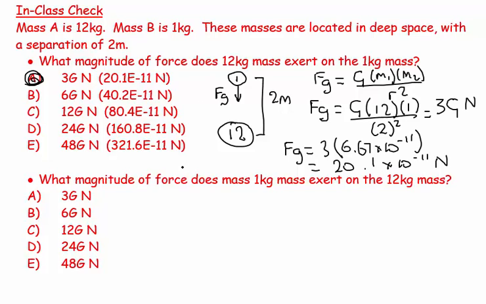Then the next part of the question is, what magnitude of force does the 1 kilogram mass exert on the 12 kilogram mass? So now it wants this guy. And there's a conceptual underpinning here. The misconception is often that little things pull big things weakly and big things pull little things strongly. And so it's tempting to make the force caused by the 1 kilogram mass a tiny one in comparison with the force caused by the 12 kilogram mass.